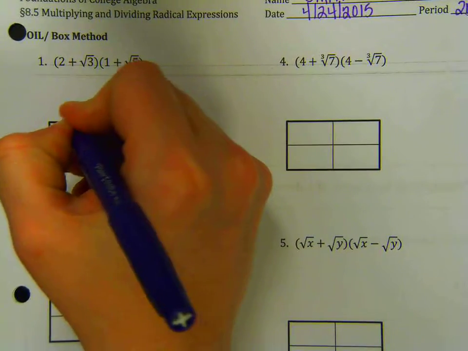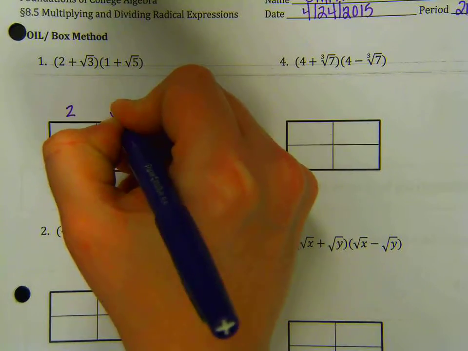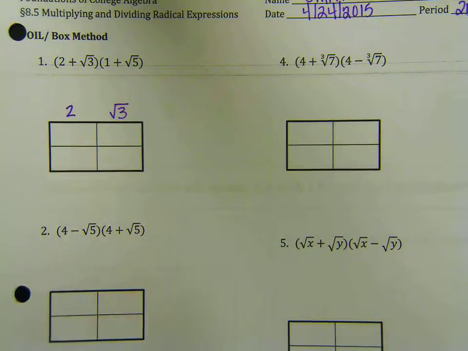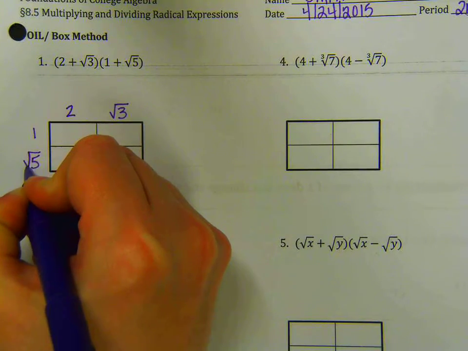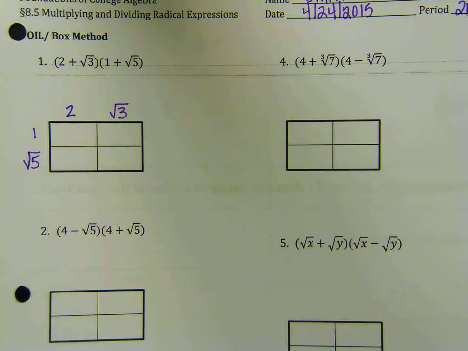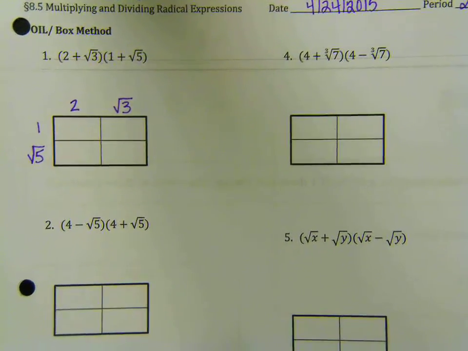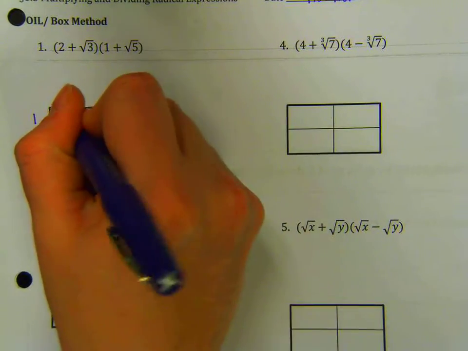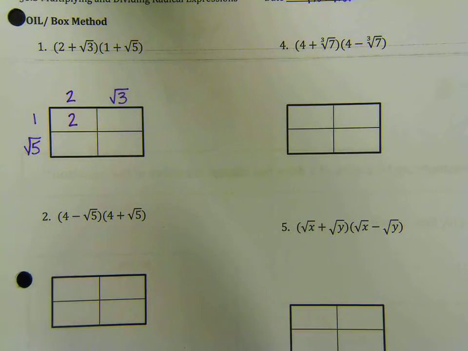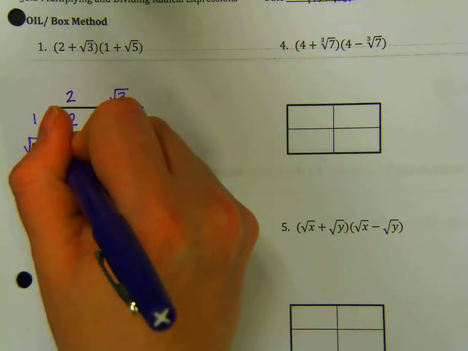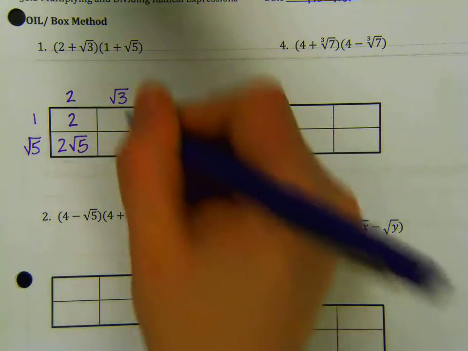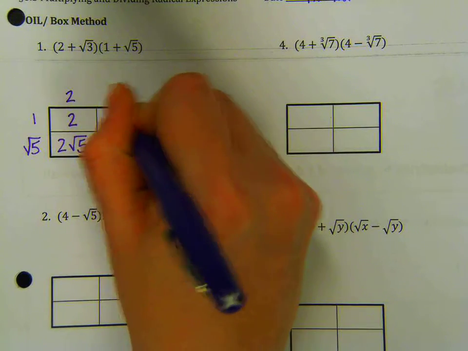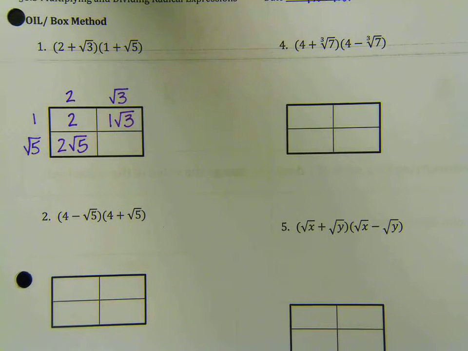So we have 2 square root of 3, then 1 and square root of 5 go here. Multiply just like you did before. So 1 times 2, good. 2 times the square root of 5 is just 2 square root 5. 1 times the square root of 3 is just 1 square root of 3. You don't have to write the 1. I'll put it there just so you have it for now, but you don't have to write it.